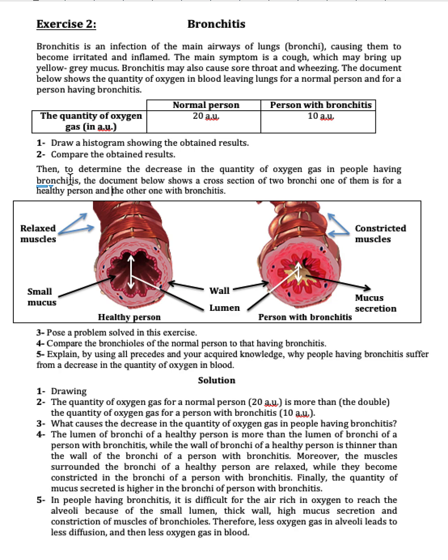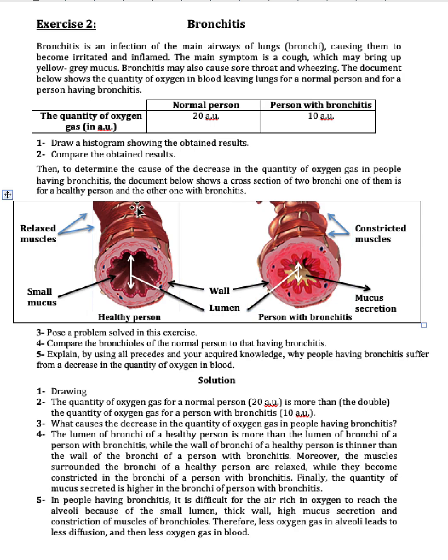Then, to determine the cause of the decrease in the quantity of oxygen gas in people having bronchitis, the document below shows a cross section of two bronchi. One of them is for a healthy person, and the second one is for a person having bronchitis.